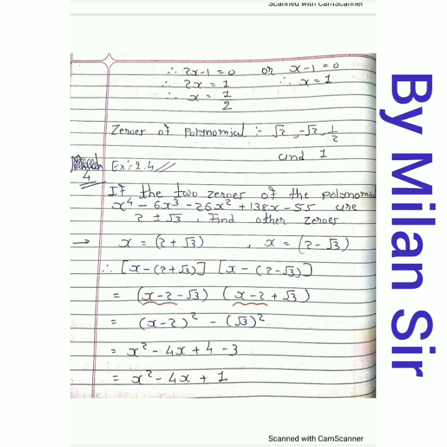Then next question. It is the question of exercise 2.4, question number 4. It's an optional exercise, but this question is important. If the two zeros of the polynomial x raised to 4 minus 6x cube minus 26x square plus 138x minus 55 are 2 plus or minus under root 3, then find the other zeros. So just a similar equation.